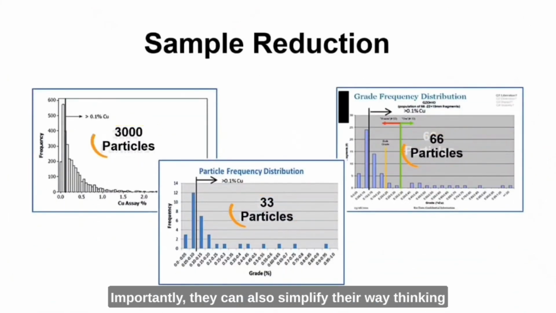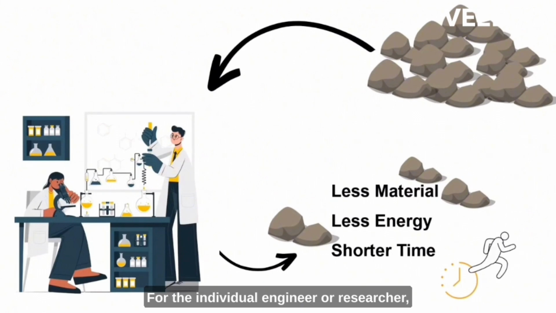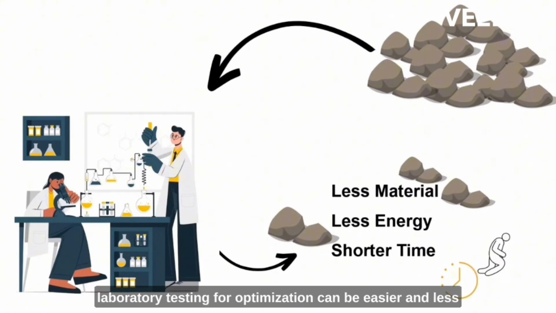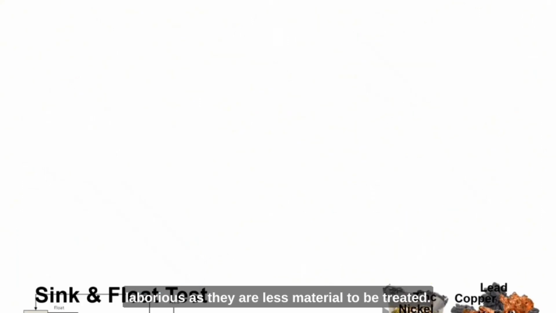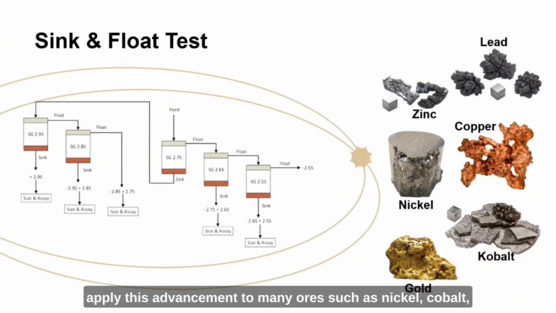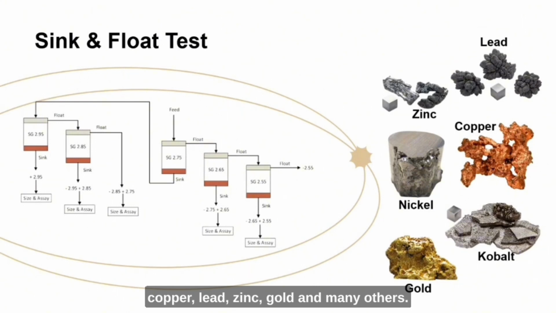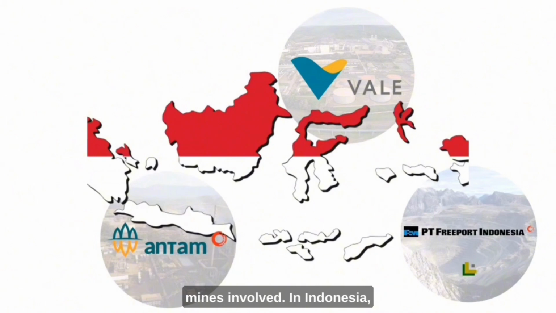Importantly, they can also simplify their decision making as less sample is involved. For the individual engineer or researcher, laboratory testing for optimization can be easier and less laborious as there is less material to be treated. Our tests on minerals prove that we can apply this advancement to minerals such as nickel, cobalt, copper, lead, zinc, gold, and many others. Therefore, there will be many mines involved.